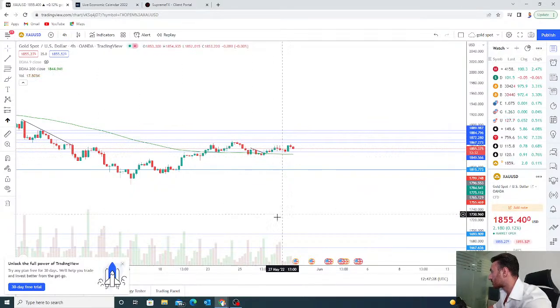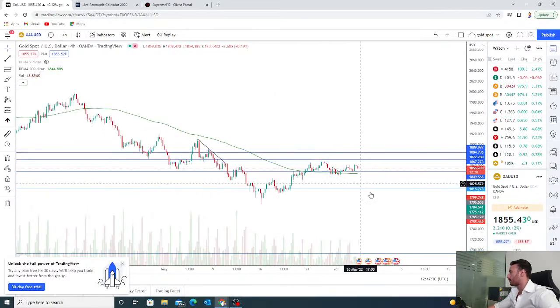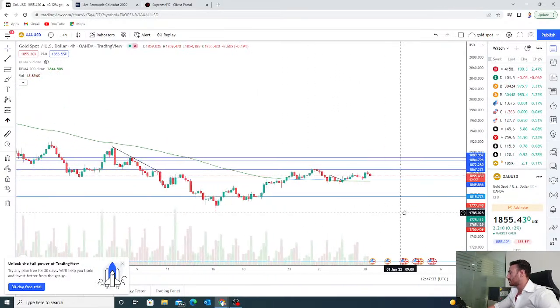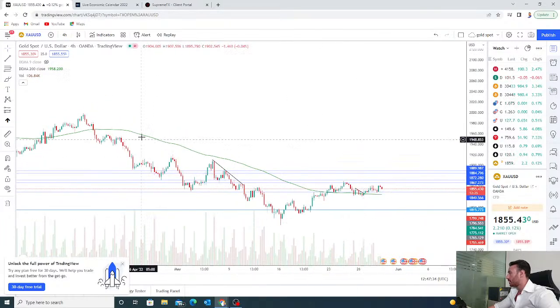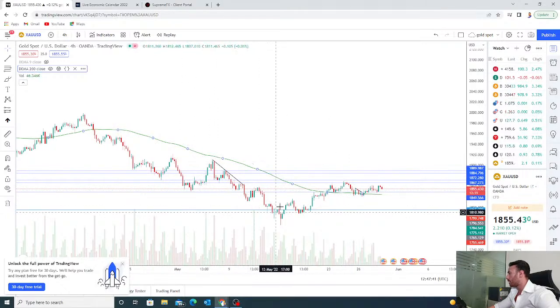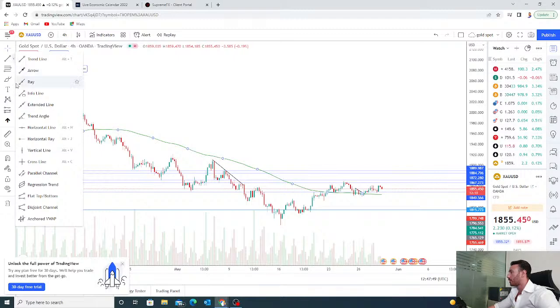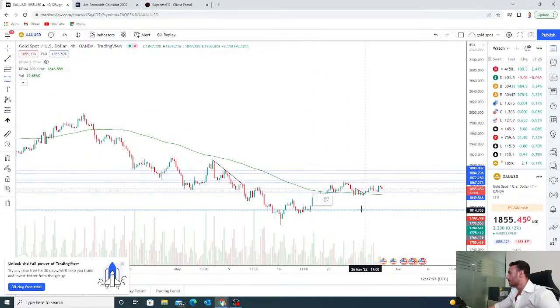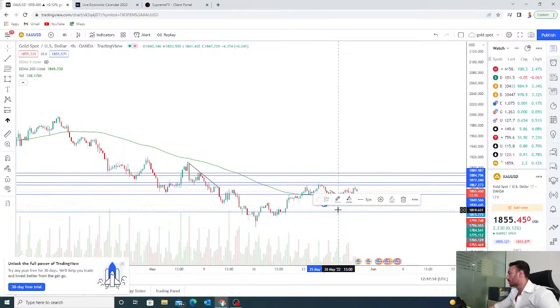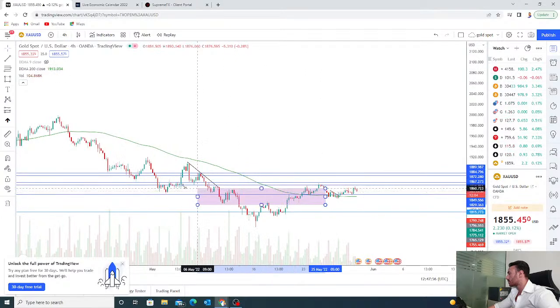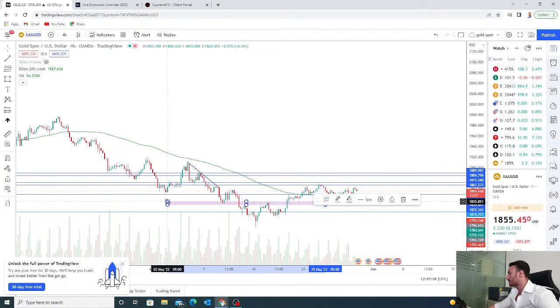This is the 4-hour chart on gold. I will be looking for support and resistance. We can see here the 200 EMA on the 4-hour chart. Now, you can see support around the 33 level. So if we come here and draw a box, we could see support around this area.